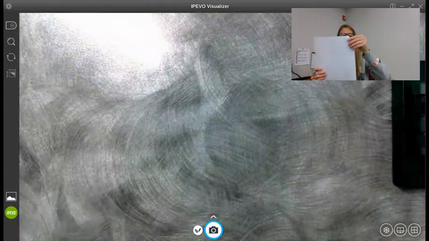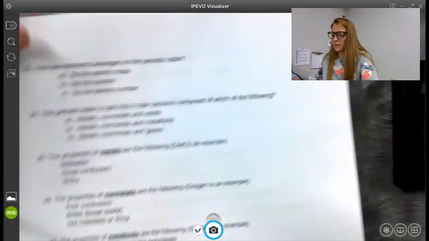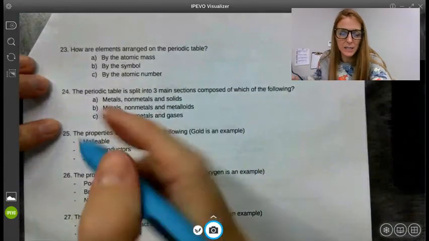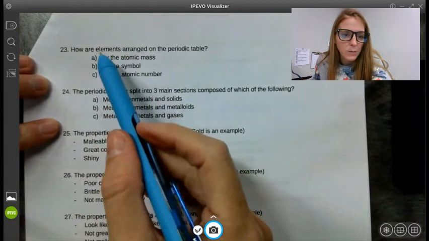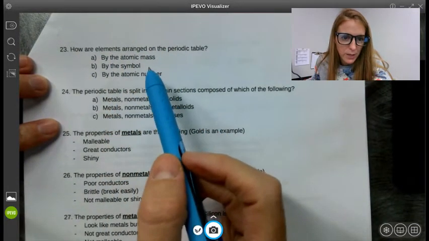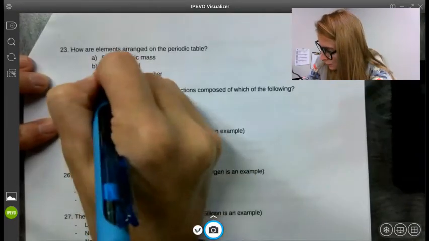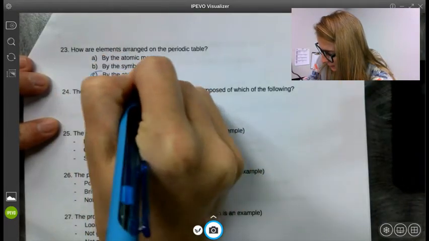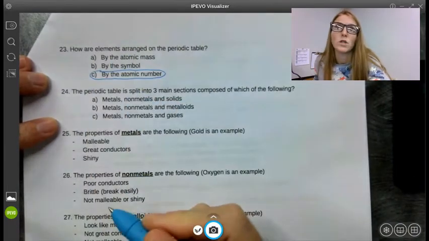Almost done here. These last couple are multiple choice, and then there's a few that I just listed the specifics so you can have it. So how are elements arranged in the periodic table? We just talked about this. It's organized by that number up at the top. So it's organized by the atomic number, starting with 1, which is hydrogen.